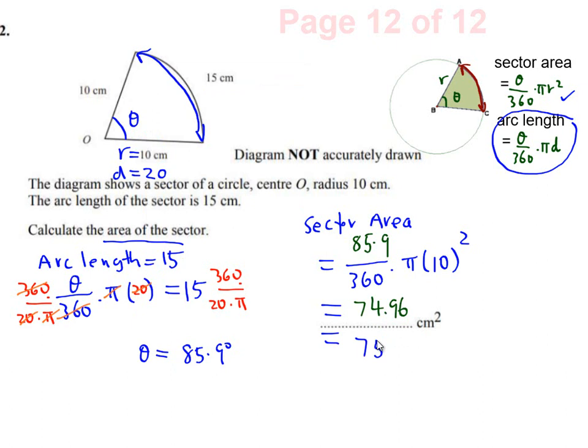This will be 75.0, because first, second, third significant place, that one, 6 carries over, it becomes 75.0.